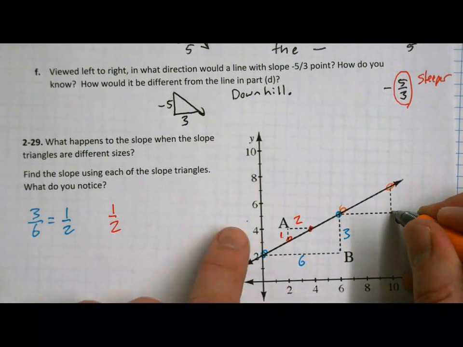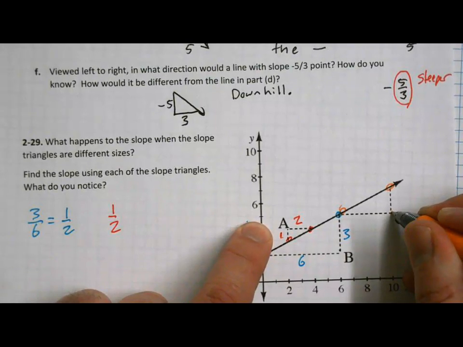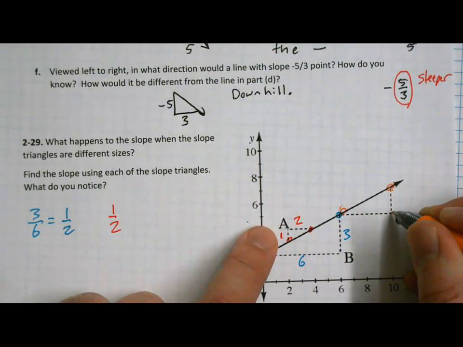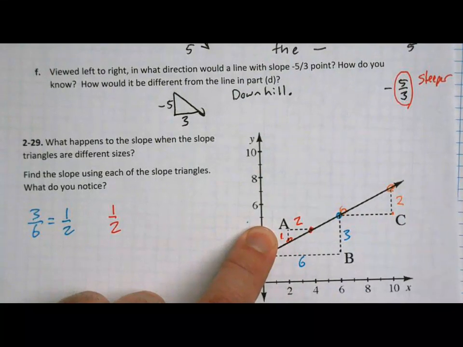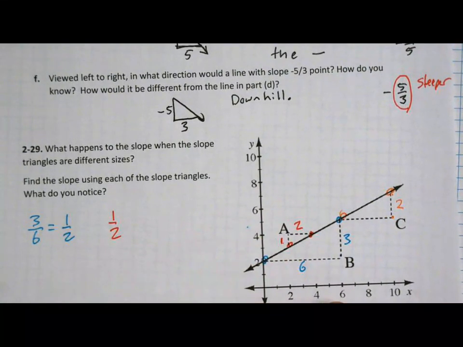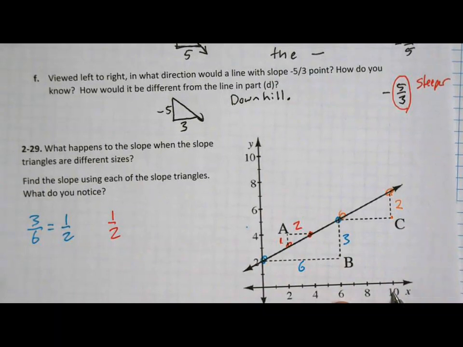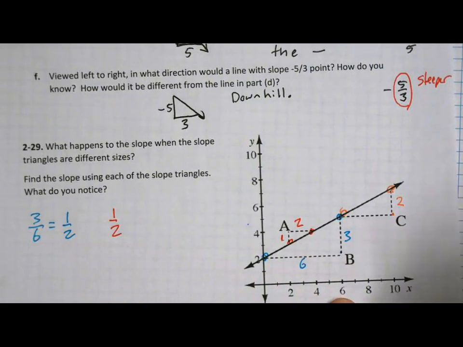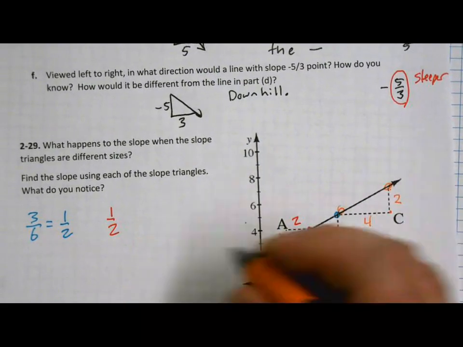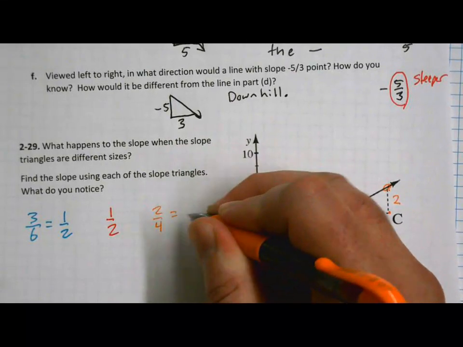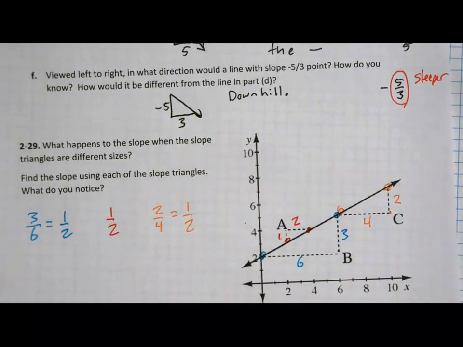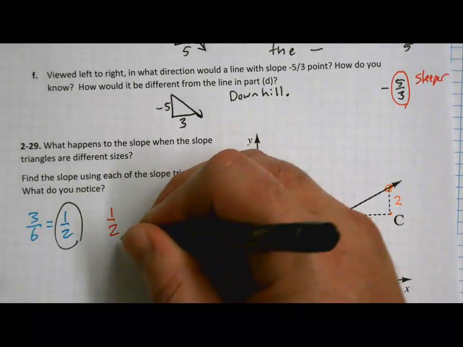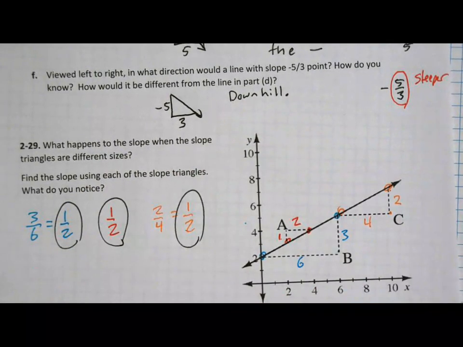My change in y here, this lines up with 5, and this lines up with 7. From 5 to 7 is 2. And then my change in x, my x is going from here to here. That's from 6 to 10 in the x direction, which is 4. 2 over 4 reduces once again to 1/2. So does it matter where we draw our slope triangle? The answer is no. We're going to get the same slope no matter what.